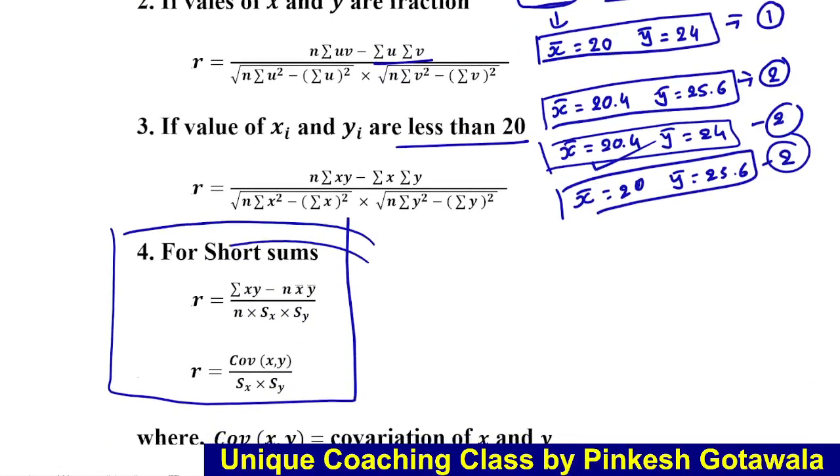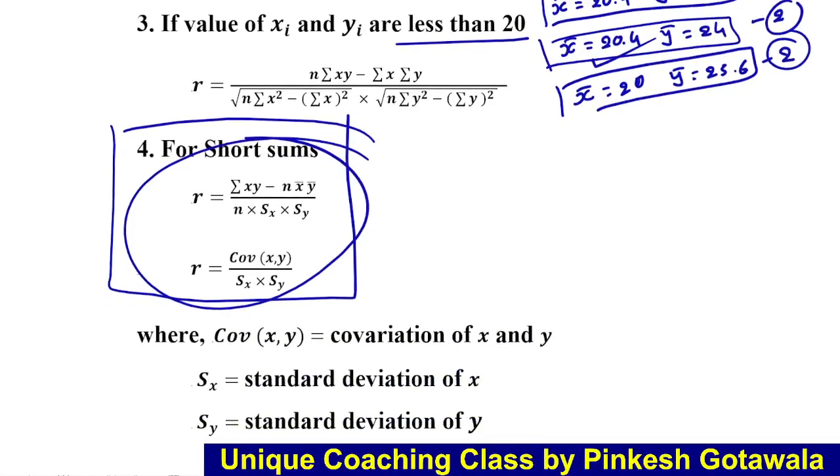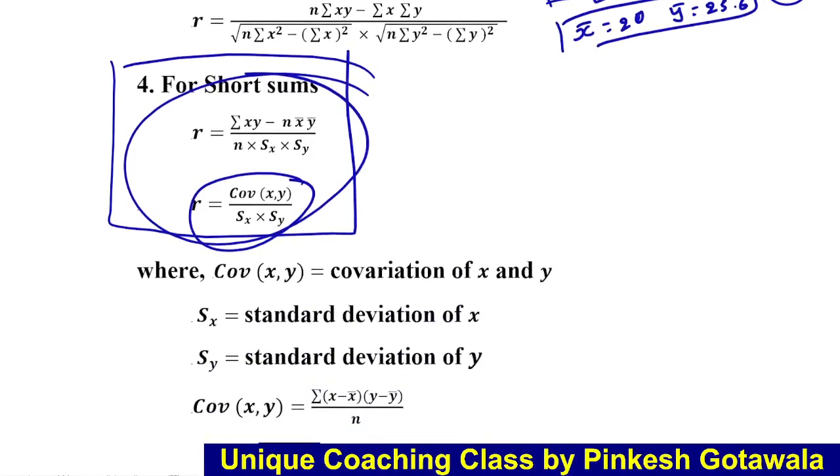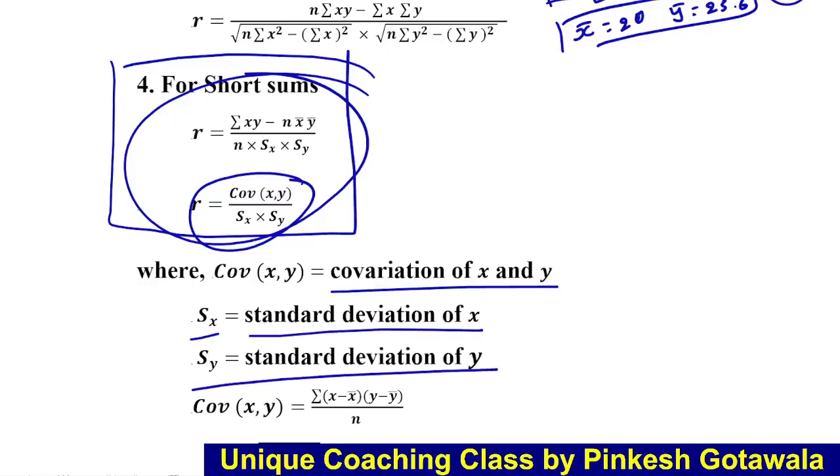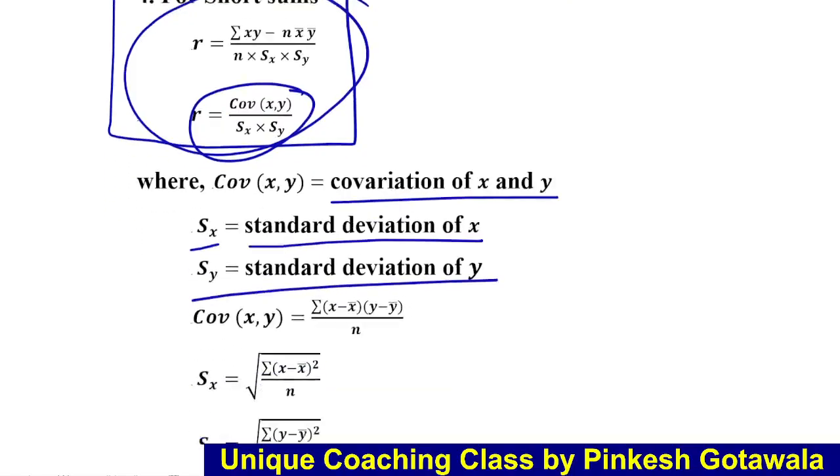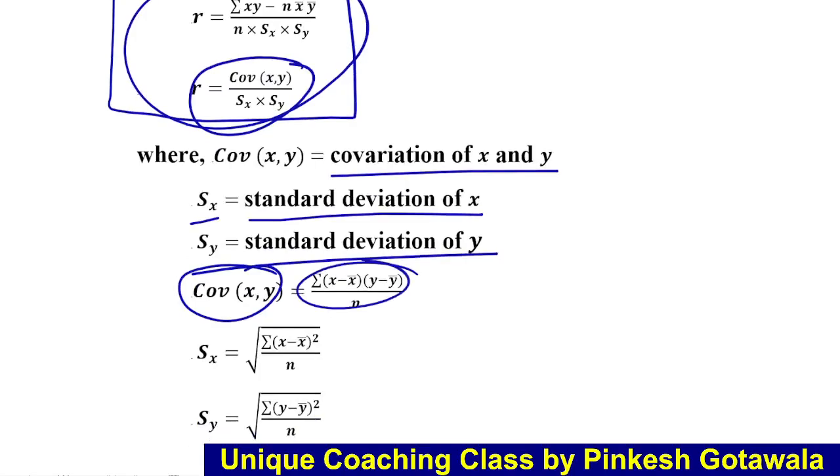The fourth and fifth, as I told you, are specially for a short sum. Now the meaning of these words: COVXY divided by SXSY. COVXY means covariance of x and y, SX means standard deviation of x, SY means standard deviation of y. And how to find COVXY? Sigma x minus x bar, y minus y bar, divided by n, and for SXSY, in root, x minus x bar whole square divided by n, and y minus y bar whole square divided by n.